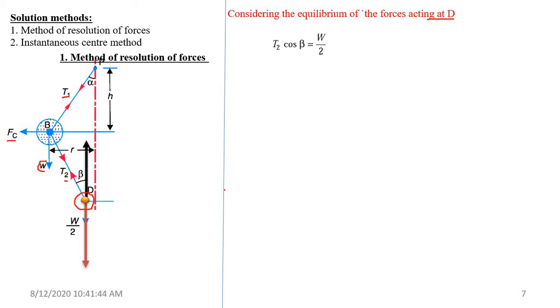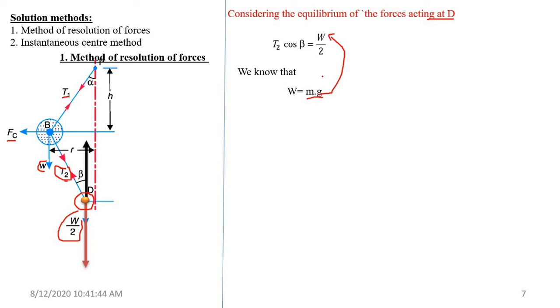So now resolve. Here it is T2. T2 cos beta is equal to the upward force. W divided by 2 is the downward force. So now it is in an equilibrium state. How to reconstruct? We know that W is equal to mass into gravity. So instead of W, we are applying mg.